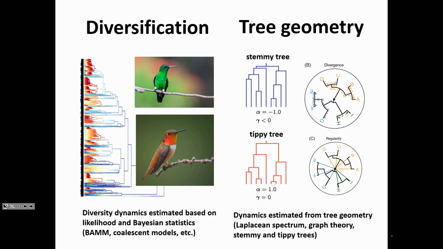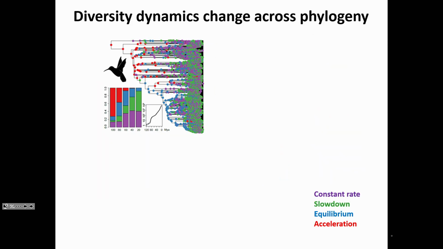So those are two approaches to study the same data. Let's have a look at the results. These are the results for birds, right? And we have the constant rate, slowdown, equilibrium, and acceleration in different colors. And when you look at the colors across the phylogeny, you will notice that the colors are not distributed randomly. So it's not only that the dynamics are different across clades, but they are systematically different. Near the root of the phylogeny, I see mostly red, which is the acceleration, which switches toward equilibrium, slowdown, and constant rate diversification.